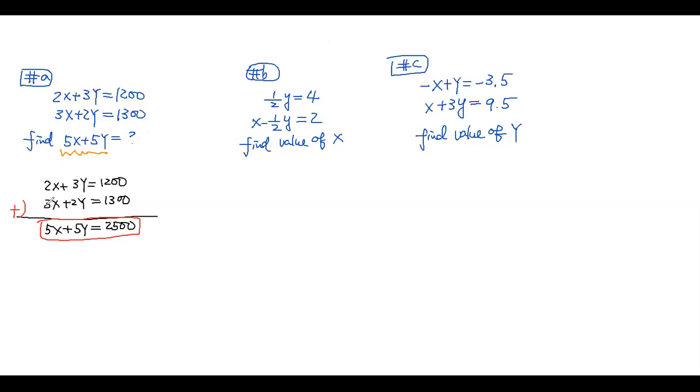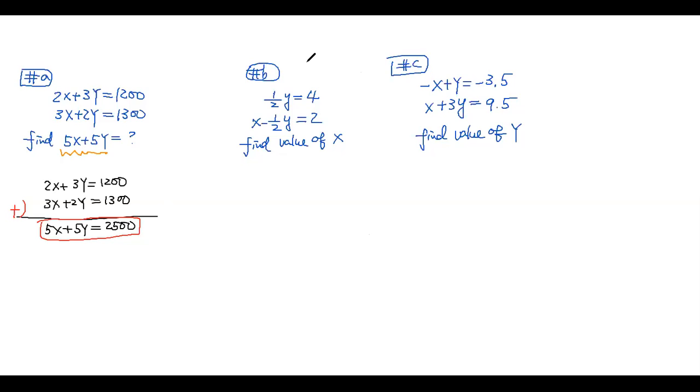Don't just directly jump in, right? So you look at the problem to see if there's any quick way to get it, all right? So now the next ones here, let's take a look again. So these ones here, they say I have two equations, 1/2 y equal to 4, x minus 1/2 y equal to 2. I'm going to find the value of x here.